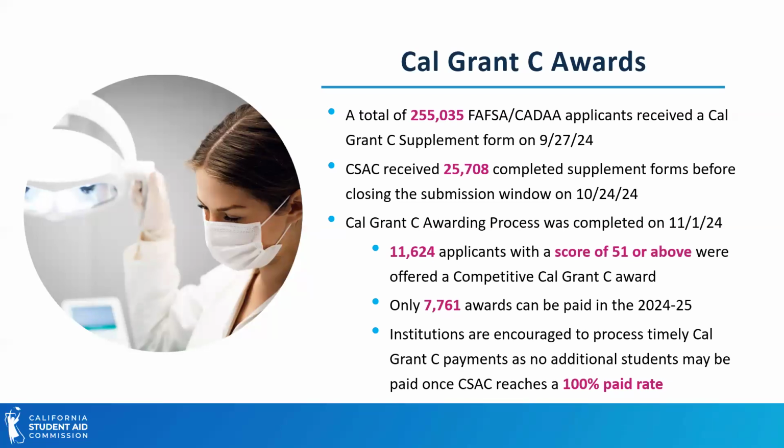So it works much like competitive Cal Grants A and B, where there is a limited number of applicants and a limited number of awards that we can give. As long as you're paying those students in a timely manner, when they are eligible to be paid, you can pretty much guarantee that they will receive that Cal Grant C. So just make sure you're keeping up with your rosters.